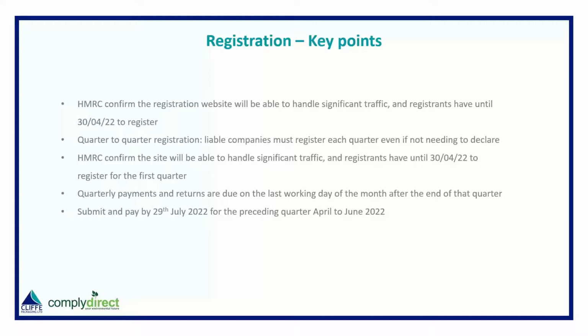And so as an example here, the April to June quarter, the first quarter of the tax in 2022, the payments would have to be made by the 29th of July 2022. So that'll be when the first set of quarterly payments goes out.